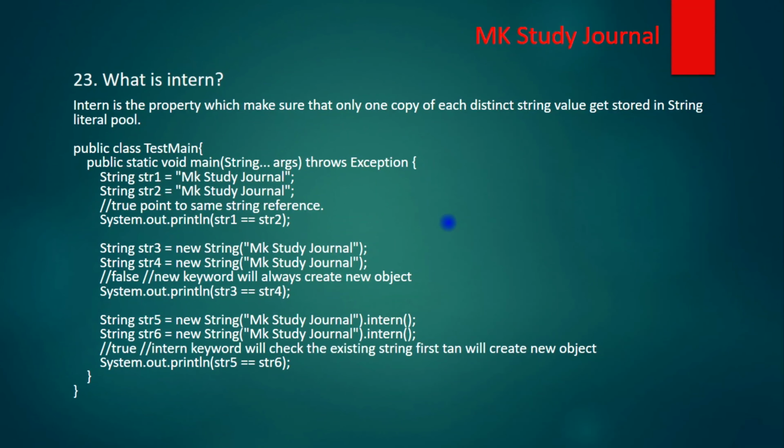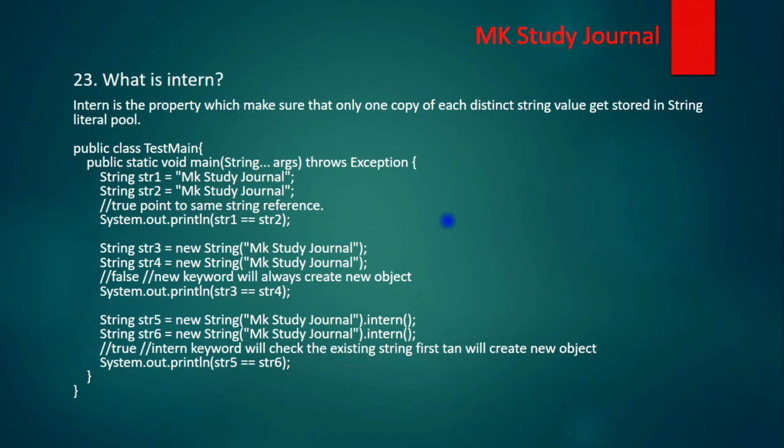So what is intern? Intern is a property of a string: if the object already exists in the string literal pool, then a new object will not be created. When we create an object using string str1 equal to "mk study journal", and the second object is again "mk study journal", the string will search the string literal pool and find that the object already exists, so it will not create a new object, it will simply refer to the existing object.